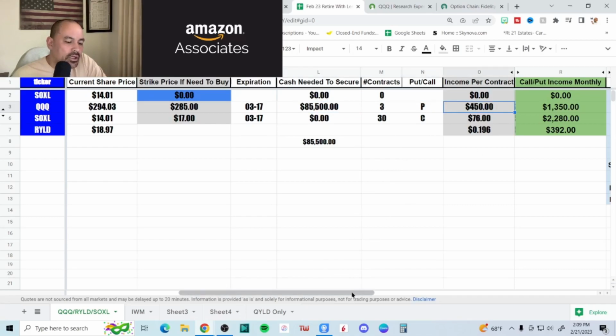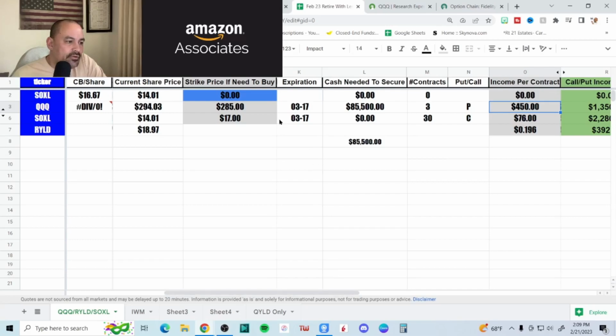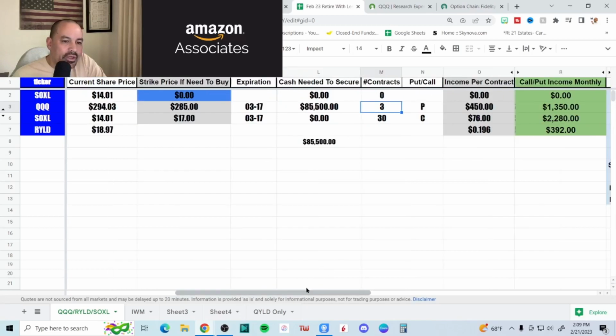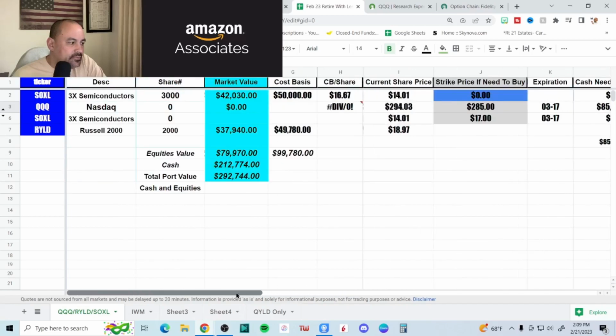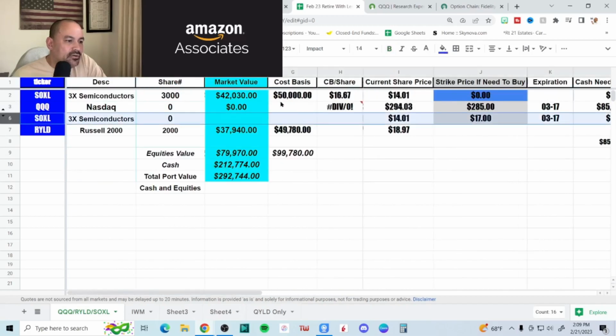So in other words, if QQQ is at $285 or lower at the close of business on March 17th, we will have to buy $85,500 worth of QQQ, which equals three contracts, which equals 300 shares. For that promise, we got paid $1,350.